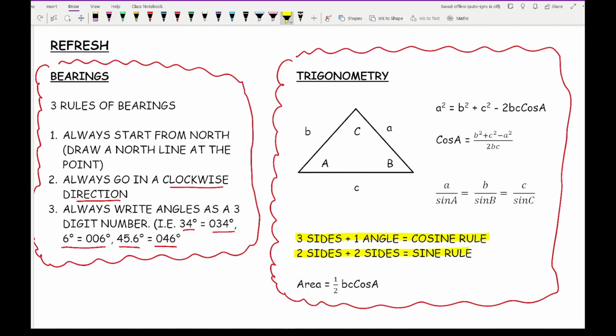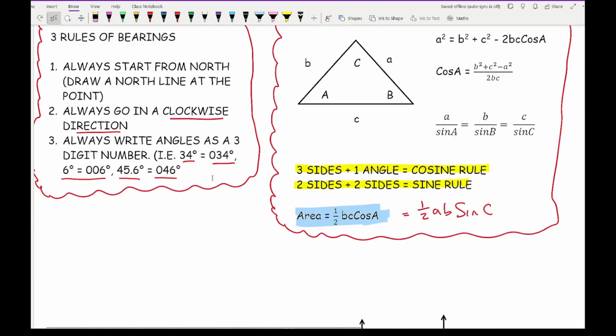And then another question that could pop up, which again is quite rare, is being asked to find the area of a triangle, or the area that's contained within those 3 points, in which case you may have to use half bc sin A, or what is sometimes written as half ab sin C. So in other words, as long as you've got the 2 sides either side of the main angle, then that's going to be absolutely fine as well.